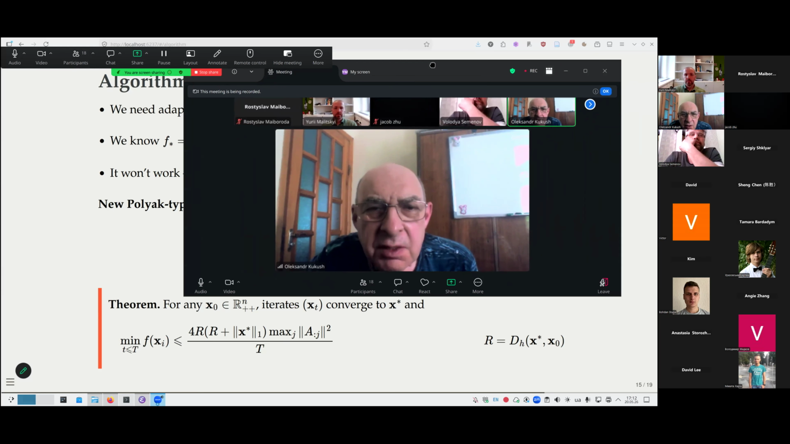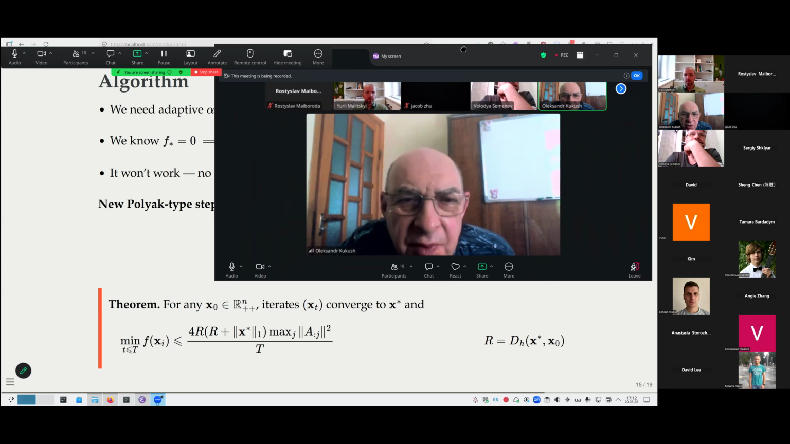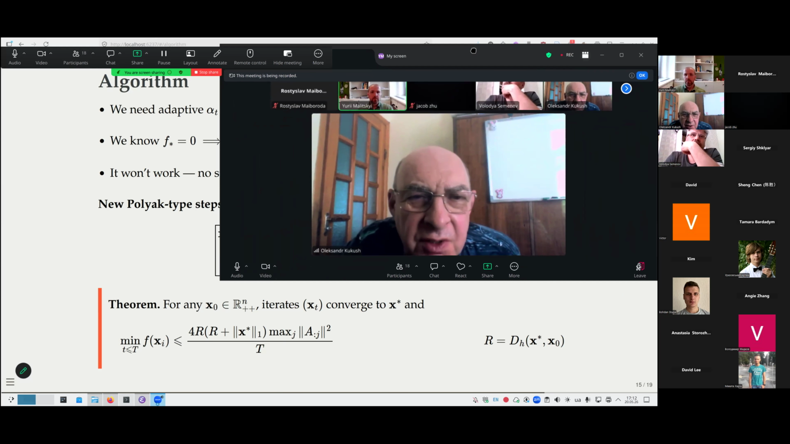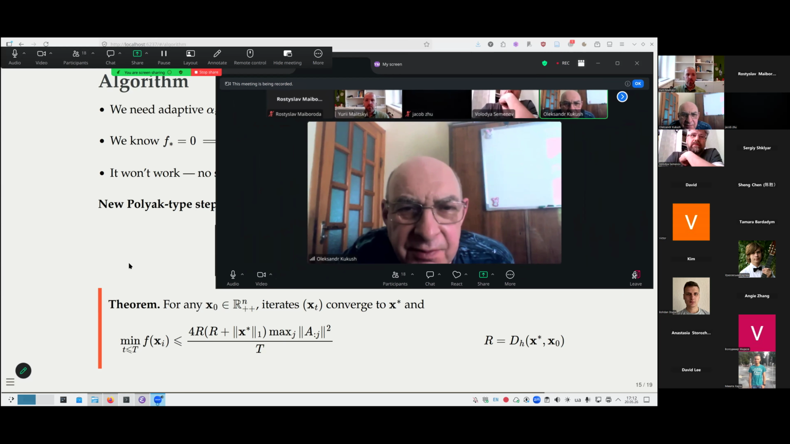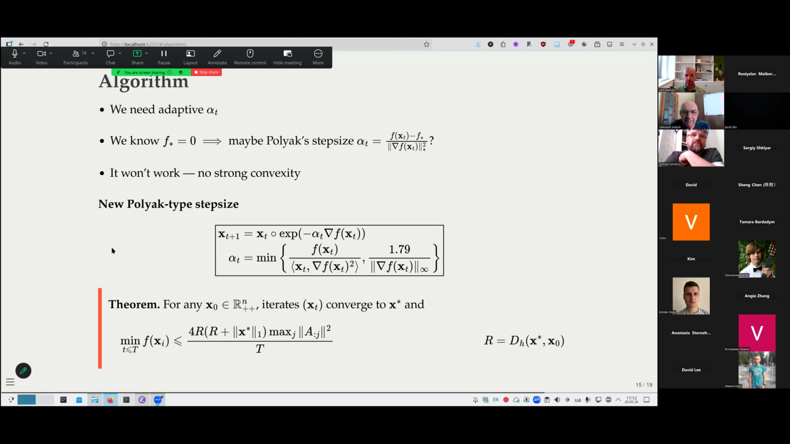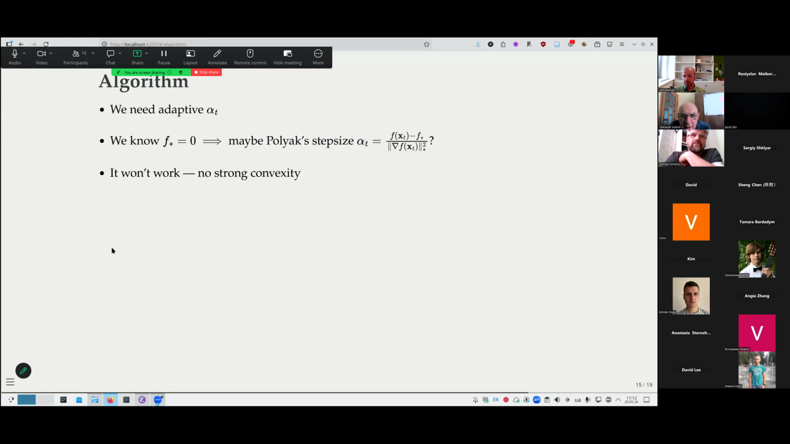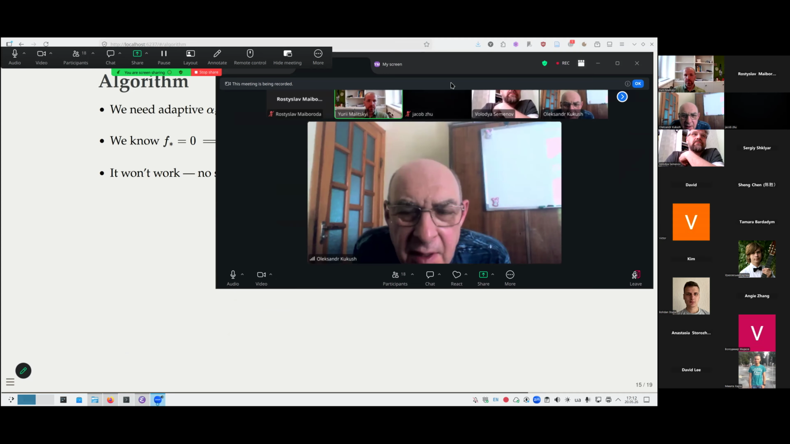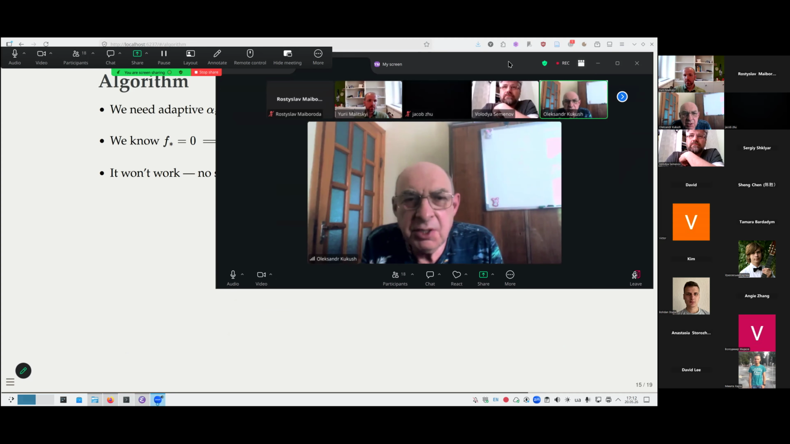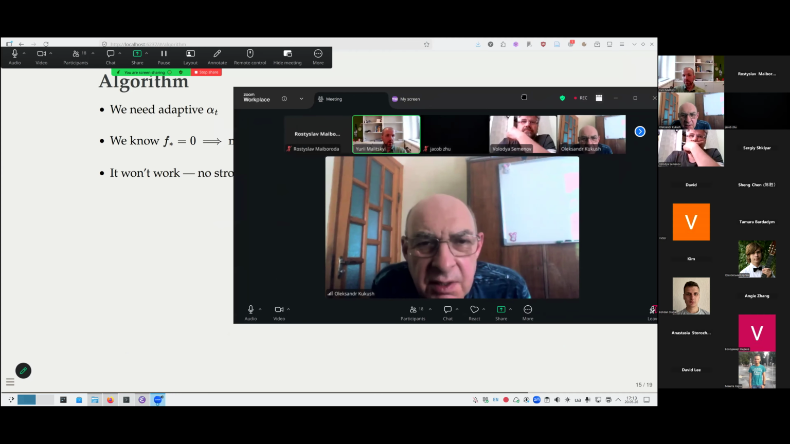And concerning your own results, what is your contribution to this area? So the second part, what we did for mirror descent with these step sizes, it's our result with my PhD student. And is it published? On arXiv, yes, but it's under review.